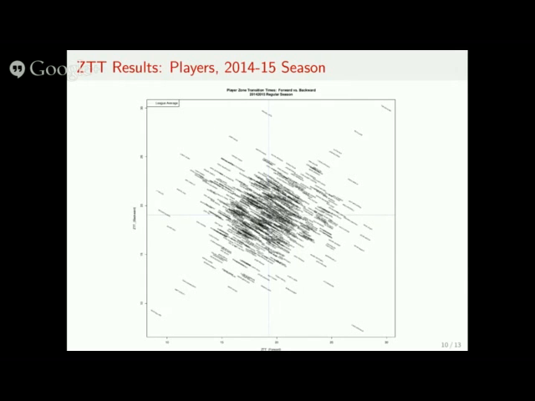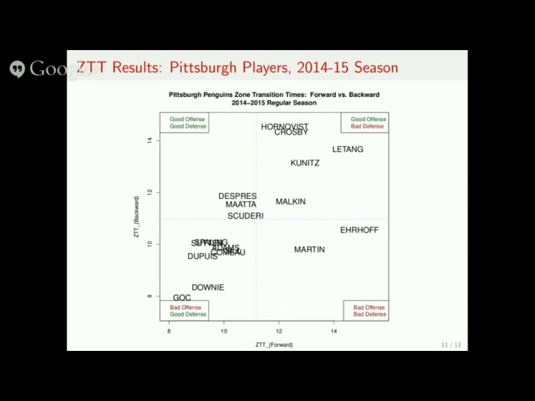This is all players in the NHL, which you obviously can't see anything that's happening in this graph. But I kind of wanted to keep this graph in the slide just because I like the shape of it. It sort of has this 2D normal distribution to it, right? Where it's centered around the league average and gets less likely as you go out there. I just thought it was cool, but we're going to zoom in a little bit and look at just the Penguins.